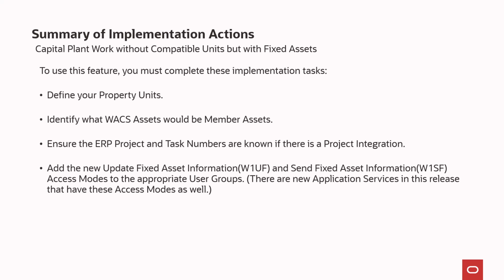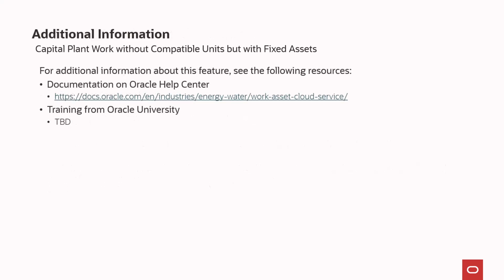There are a number of new application services for other asset BOs that already have those new access modes. For additional information about this capital plant work without compatible units but with fixed assets functionality, see the Work and Asset Cloud Service documentation on Oracle Help Center, which is available at docs.oracle.com.